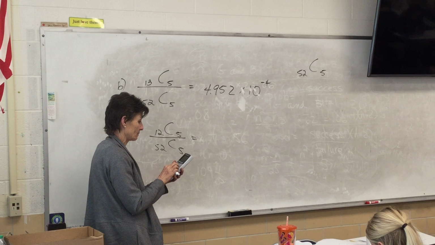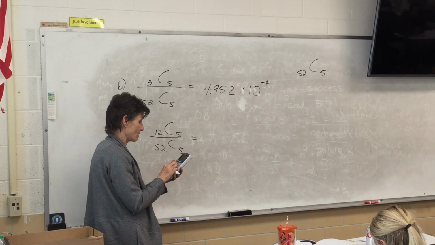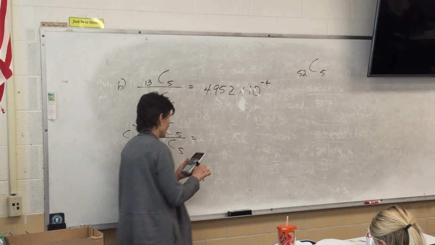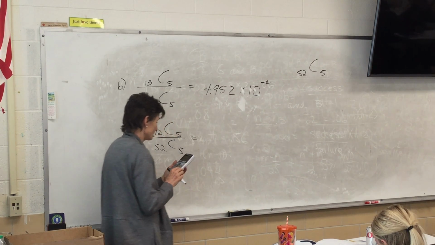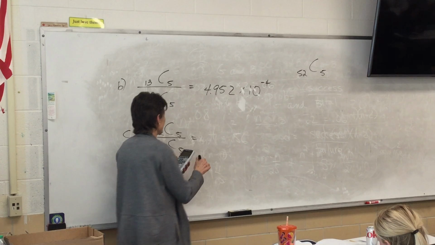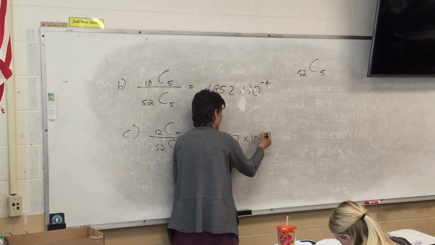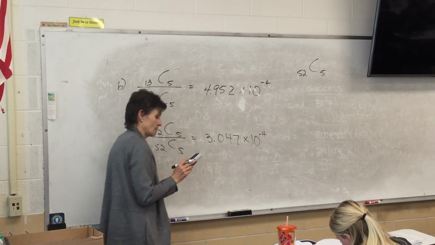4.617 times 10 to the negative 6. I'm almost there, sir. What did you get? 4.617 times 10 to the negative 6. I got 3.047 times 10 to the negative 4. That's what I got.